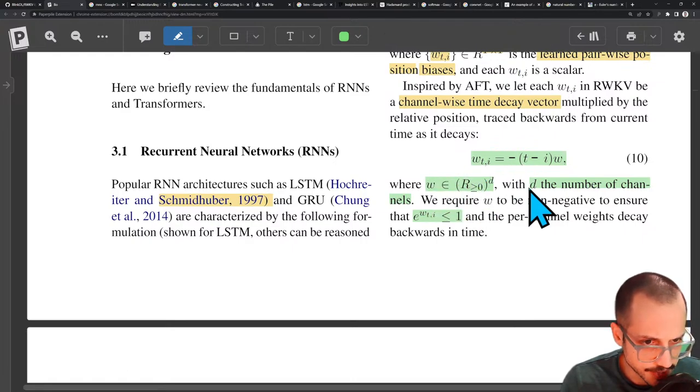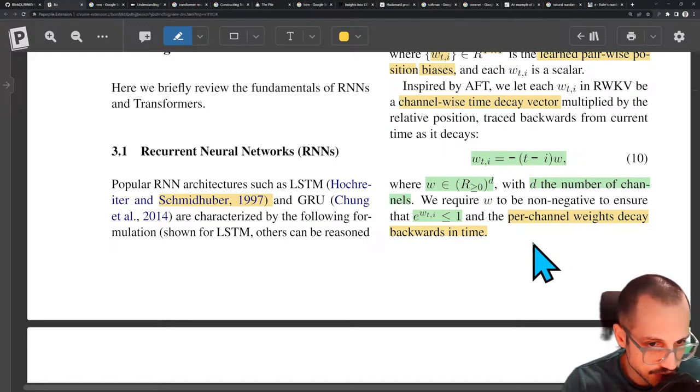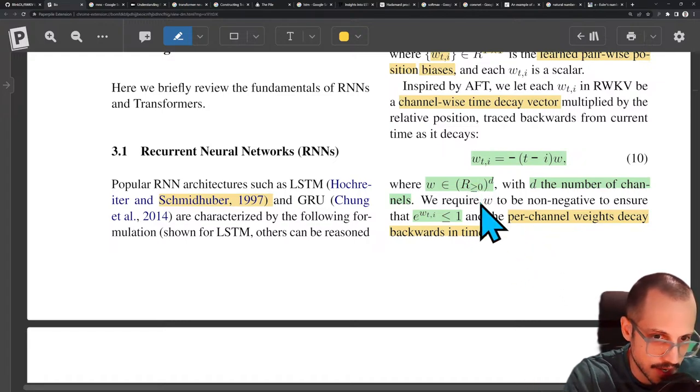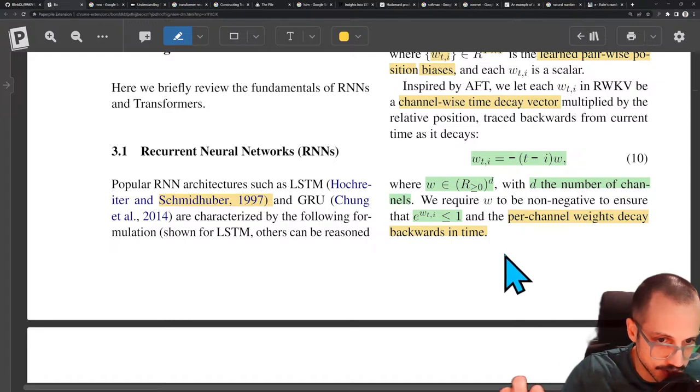I think I just confused myself with these double negatives, but the per channel weights decay backward in time. So per channel, per element in the feature dimension, as you go backwards in the sequence, the weight is going to decay. The weights are going to be smaller and smaller as you go backward in time.